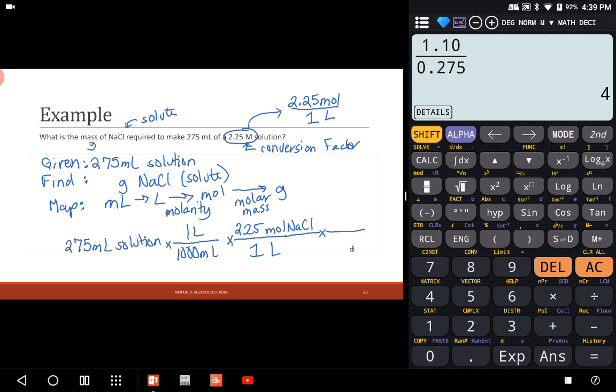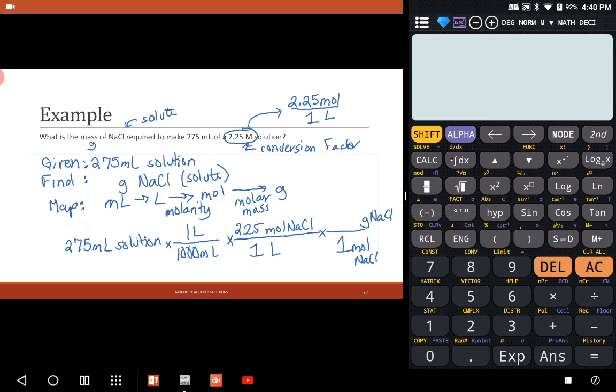And next I'm going to have to cancel out my moles of NaCl and go into grams of NaCl. So that means I'm going to need my molar mass of NaCl. Whenever I use molar mass, there's a 1 next to the mole. So let's go ahead and calculate that. If you want to pull out your periodic tables, you can.